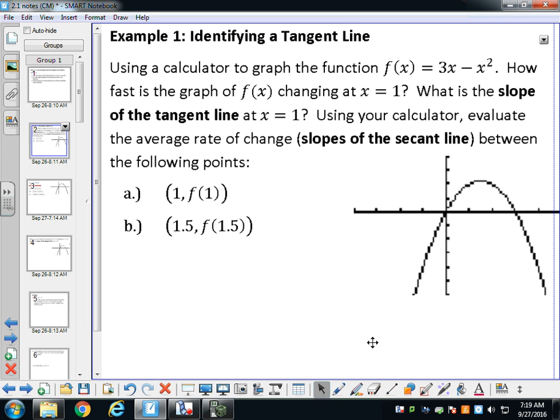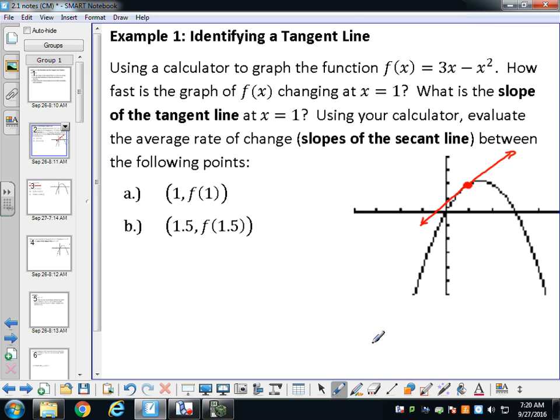What I want to know is how fast the graph is moving at x equals 1, which is just at this location. I want to know what the slope is of that tangent line at x equals 1. Since I can't figure that out right now, I'm going to find the slope between 1 and f of 1 and 1.5 and f of 1.5.